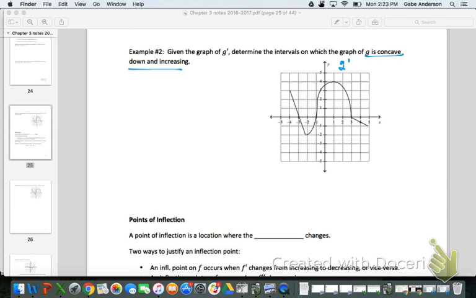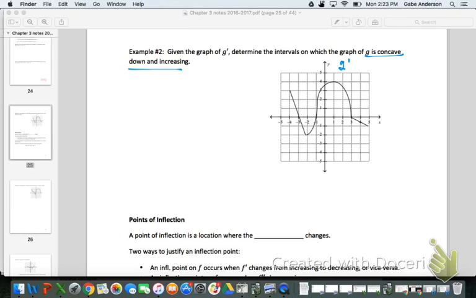So please don't think of this as finding certain areas where G is concave down and certain areas where G is increasing. I'm looking for both characteristics to be true at the same time. Okay, so this is a good thinking question. It is using an old concept, the increasing, decreasing thing, with a newer concept, concave up or down. So take a minute and think it over, and we'll check your answer in a second.